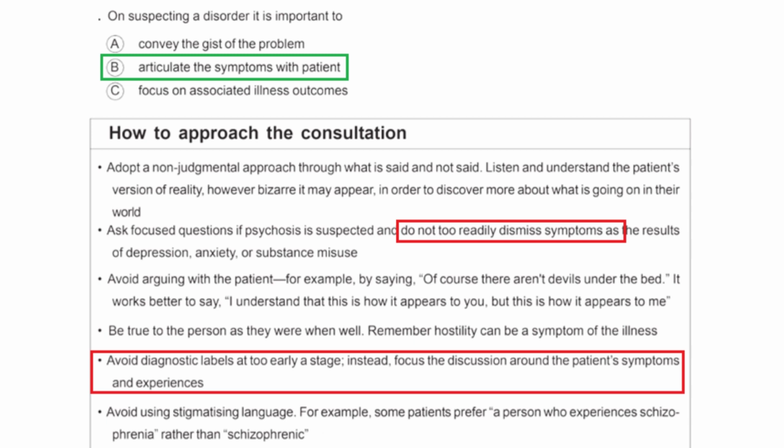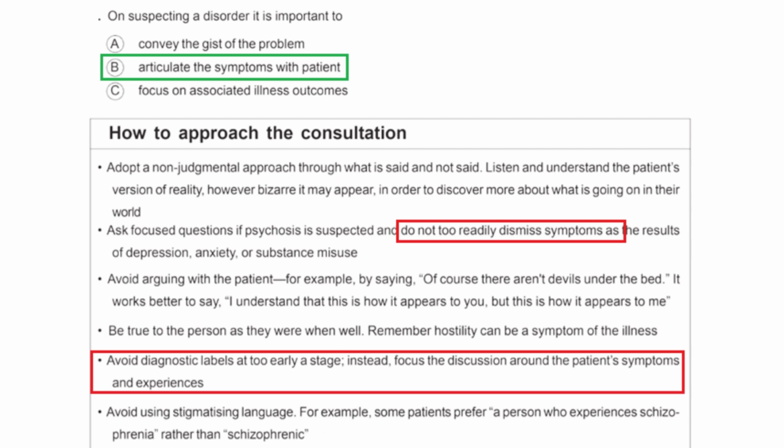C. Focus on associated illness outcomes. This option does not directly address the importance of discussing symptoms with the patient. While considering illness outcomes is valuable in treatment planning, it is secondary to the immediate need to understand and articulate the patient's symptoms, as mentioned in the provided text.